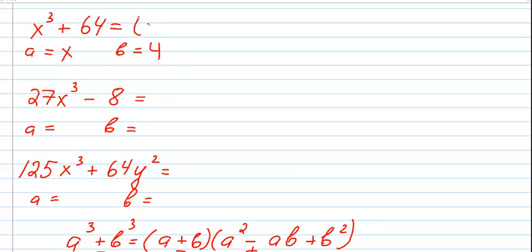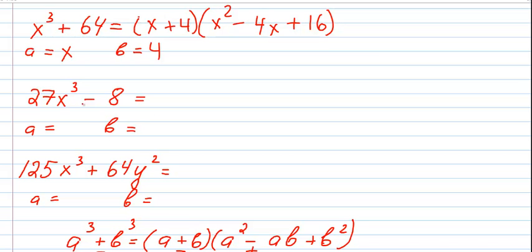So the first parenthesis will give us x plus 4. Then we need to take our a and square it, and that becomes x squared minus here, and the product of a and b provides us 4x, and finally we need to square b, and 4 squared is 16. And this is our factorization for the sum of two cubes.